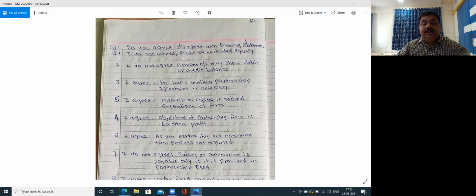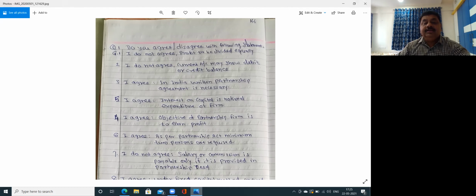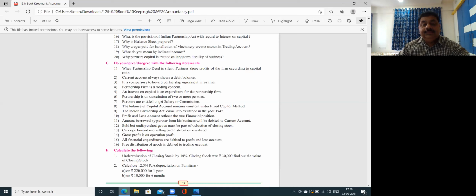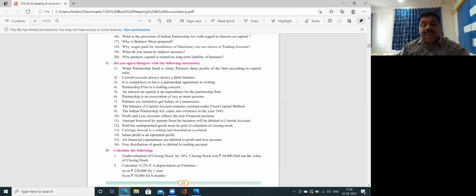Number 3. It is compulsory to have partnership agreement in writing. Okay, I agree. In India, at least oral agreements are not having any place or any value. No value. The third का आंसर है I agree. Fourth, partnership firm is a trading concern. I agree. Yes. हाँ, ये शायद ये ऊपर नीचे हो गया. यहाँ जा. I agree.